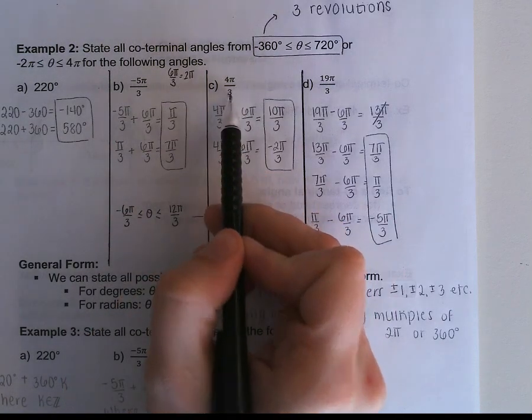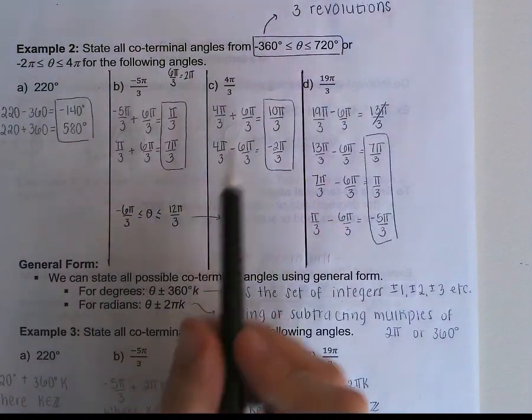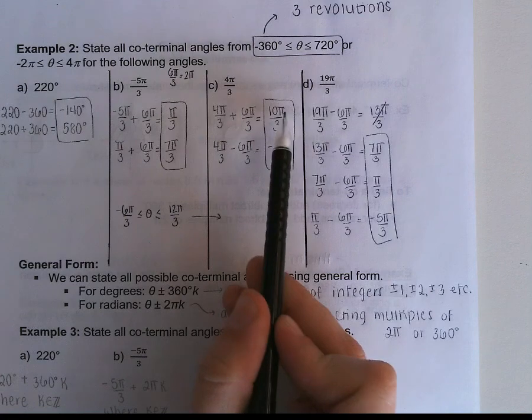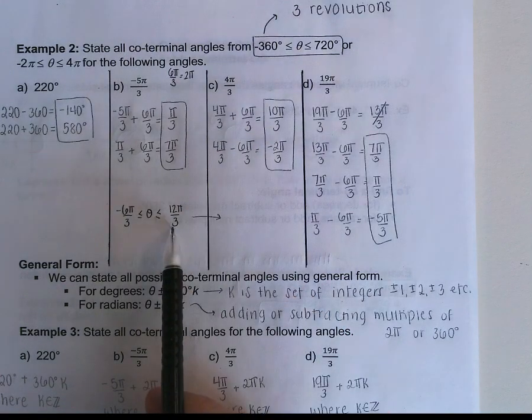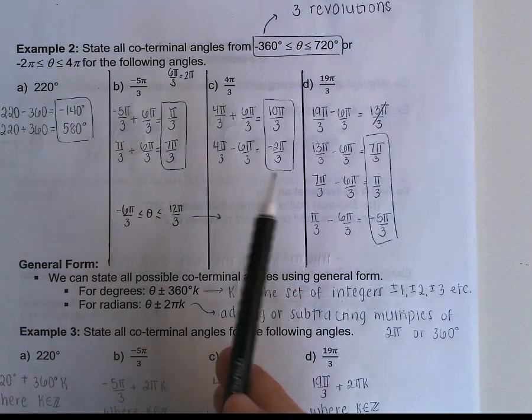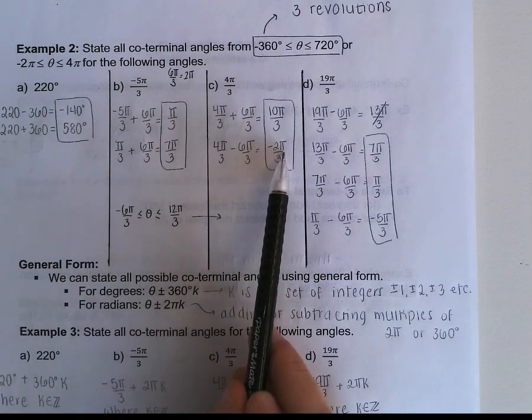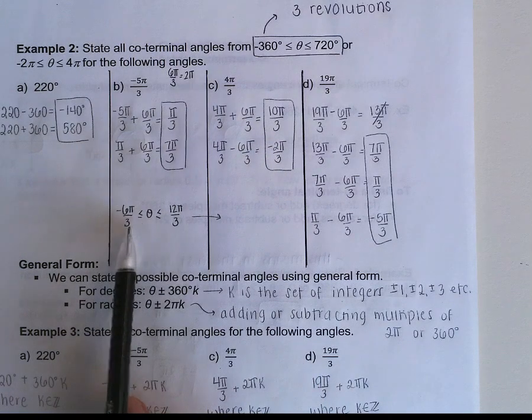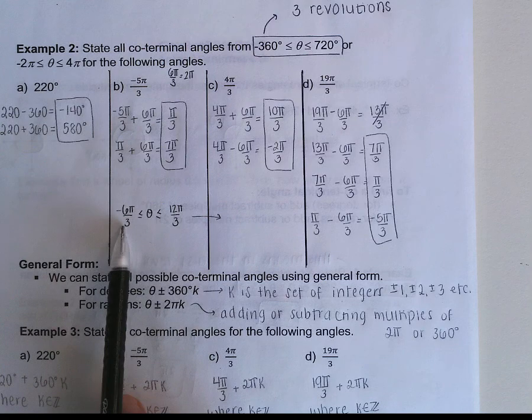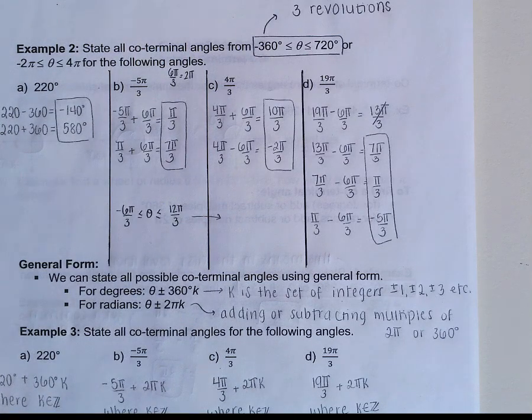So 4 pi by 3 is in the first revolution. When I add 2 pi, I get 10 pi over 3, which would be in the second revolution. And when I subtract, I get negative 2 pi over 3, which is between 0 and negative 6 pi by 3.